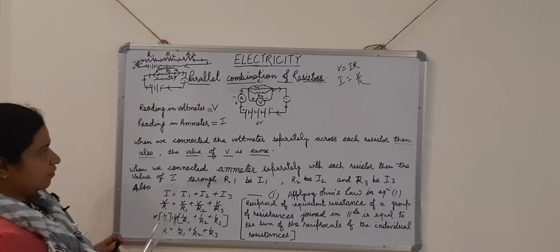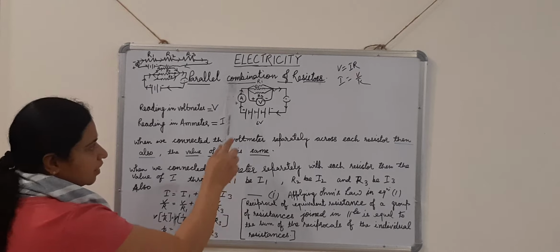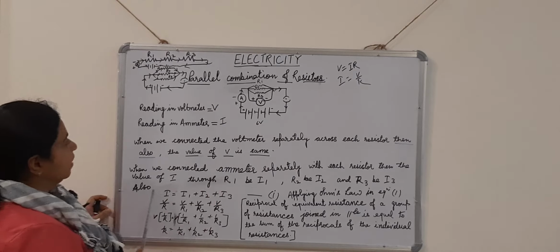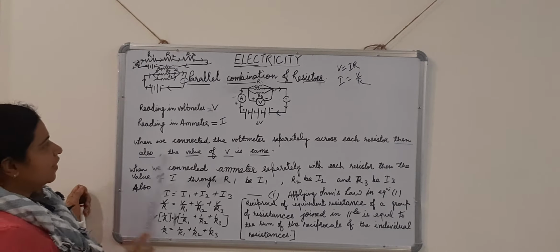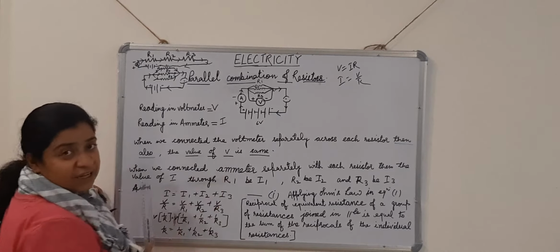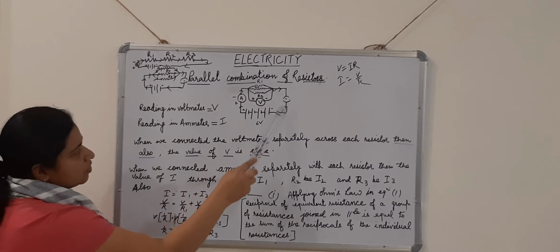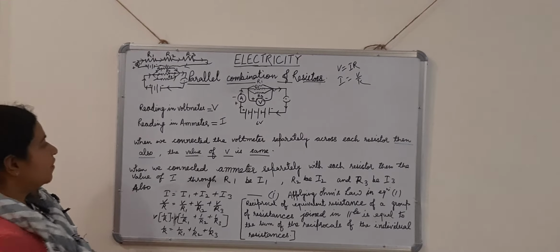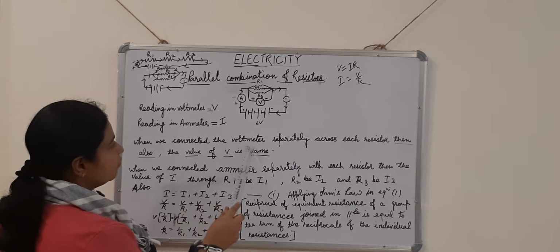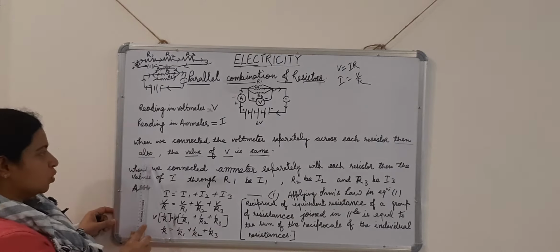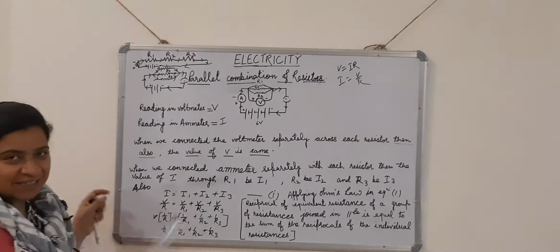When I have made the circuit like this and note down the readings in the ammeter and voltmeter, I find that the reading in the voltmeter is V, and in the ammeter the reading is A. Now what will I do? When we connect the voltmeter separately across each resistor also, the value of V is the same.